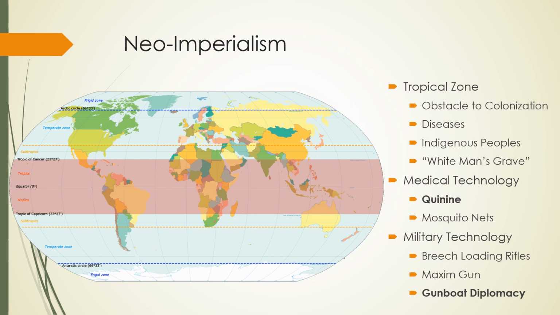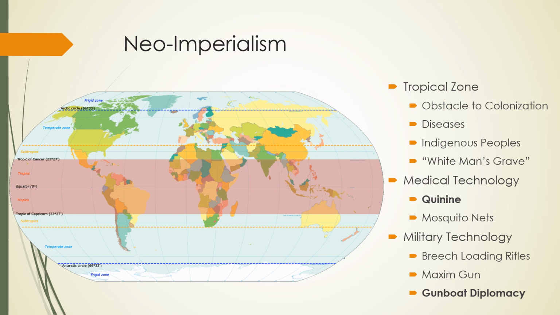All right, probably the most important piece of medical technology discovered during this time is something called quinine. Quinine is made from the bark of a tree, and it prevents you from getting malaria. All right, so that's going to help them overcome these tropical diseases.